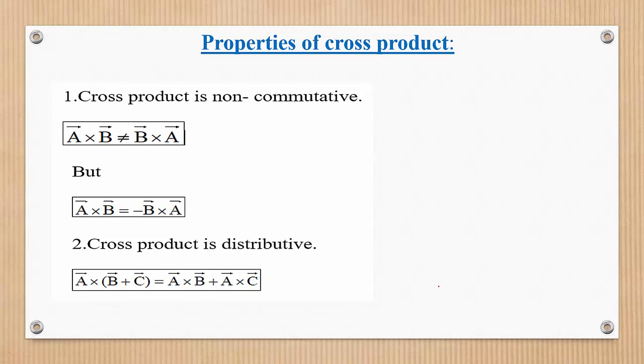We can study the properties of cross product. What is the first property? Cross product is non-commutative. It is not obeying the commutative property. It is non-commutative because vector A cross B is not equal to vector B cross A.